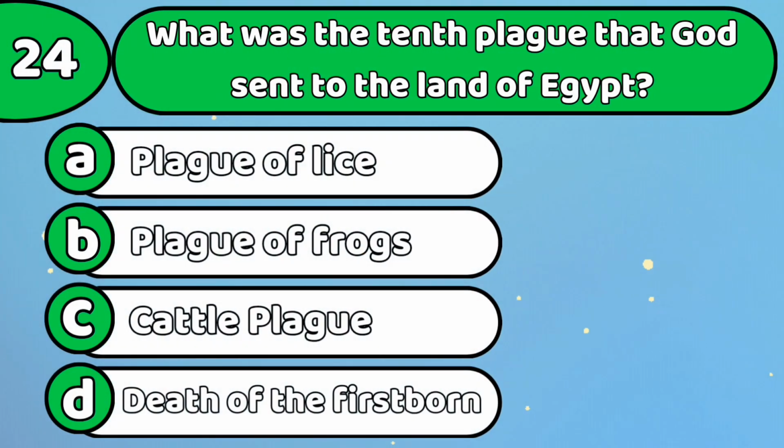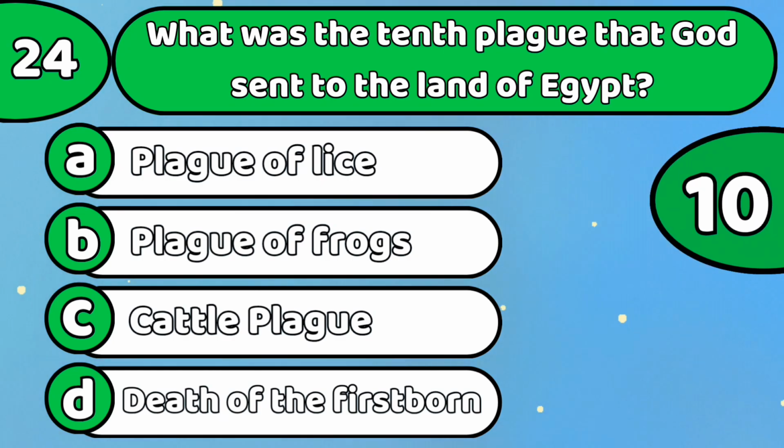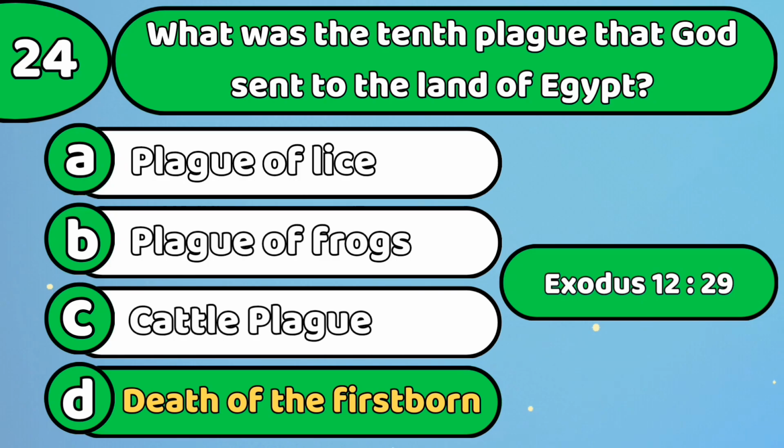Question 24. What was the 10th plague that God sent to the land of Egypt? A. Plague of lice, B. Plague of frogs, C. Cattle plague, or death of the firstborn. Time to think. Reference: Exodus chapter 12, verse 29.